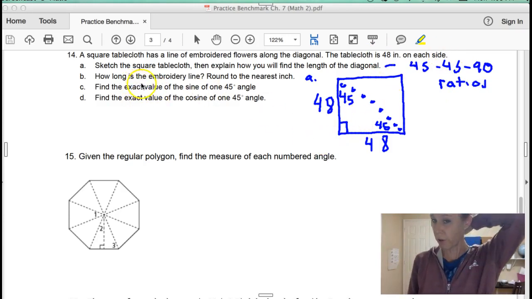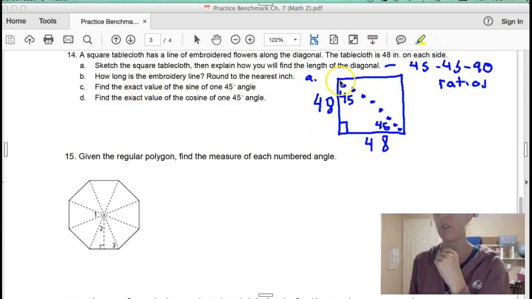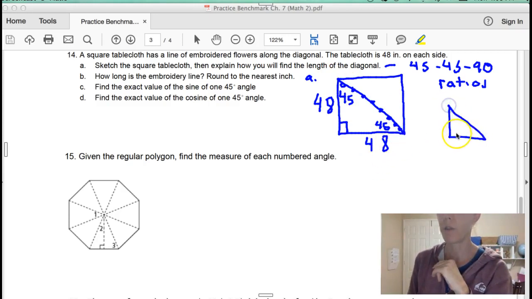How long is the embroidery line? Round to the nearest inch. So we want to know the length of the diagonal. That's what we want to know. Well, if I use my 45, 45, 90 ratios, I know in a 45, 45, 90, one side would be the number, the other side would be the number, and the hypotenuse would be that number times the square root of 2.